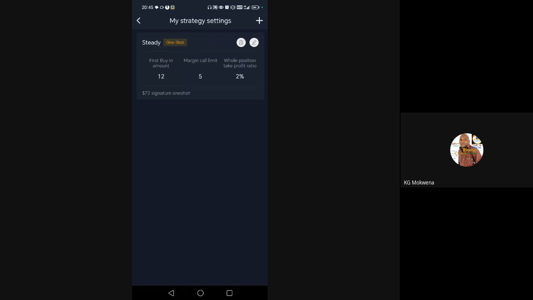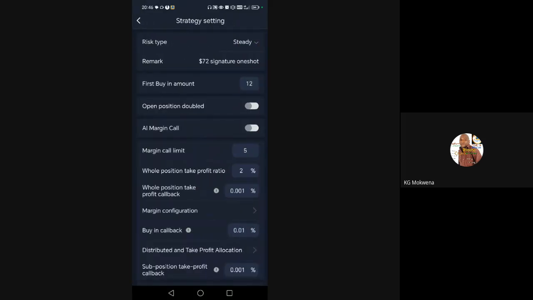So now, under my strategy settings, we're going to edit this current one of $72, which was created for one shot. Now, click on the pen or the pencil icon there. We're going to edit this one. Business partners, we have $38, right? That is available to be used for one shot.